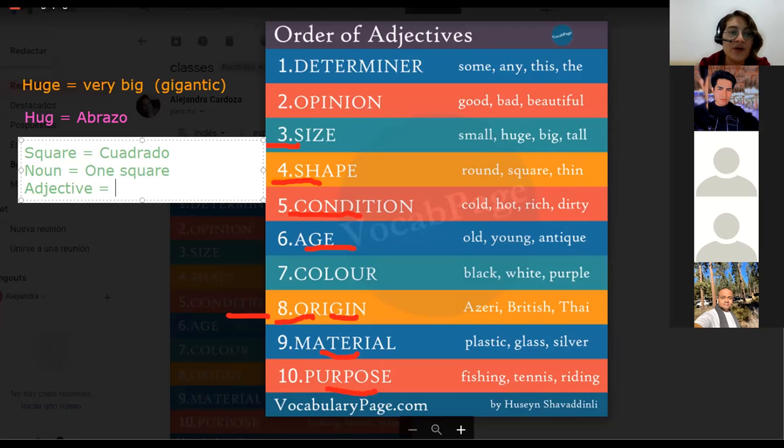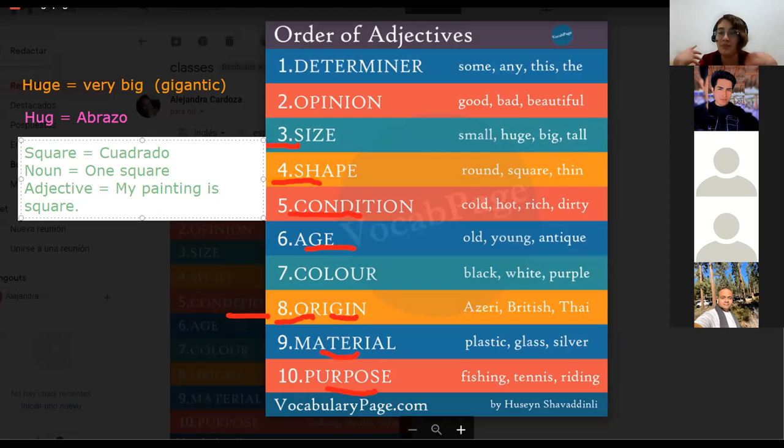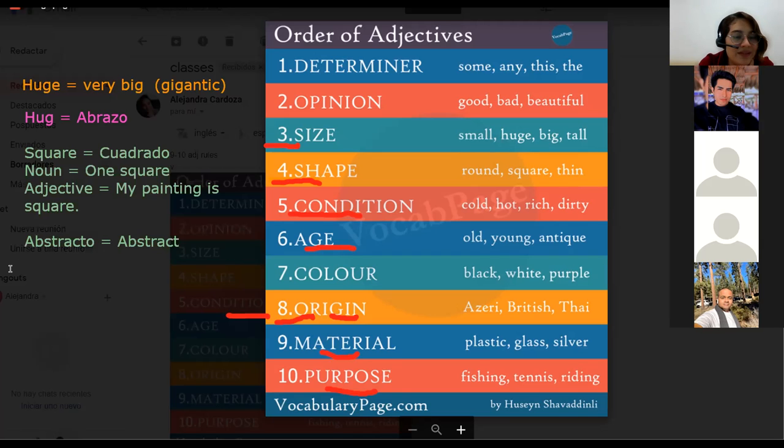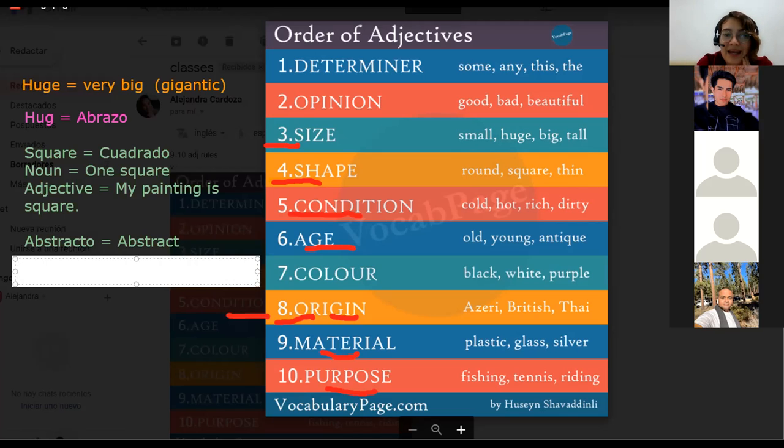O también lo puedo ocupar como un adjetivo. En el caso que vemos ahora, I can say that my painting is square. Mi pintura es cuadrada. Mi pintura sin la pintura ya hecha, right? El arte es square, es cuadrado. That's right. ¿Cuál, perdón? How do you say abstracto? Ah, abstract. Good question. Abstracto. Como arte abstracto, right? So abstract. Excellent.